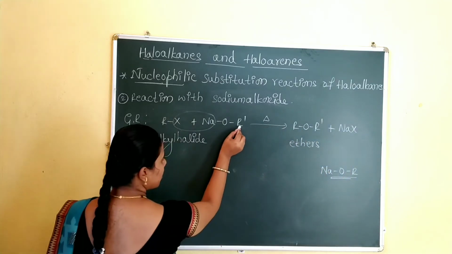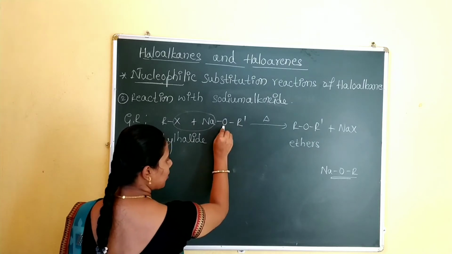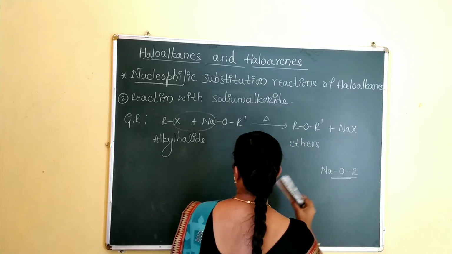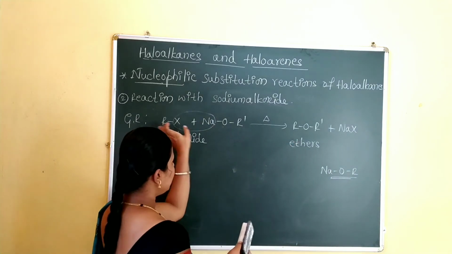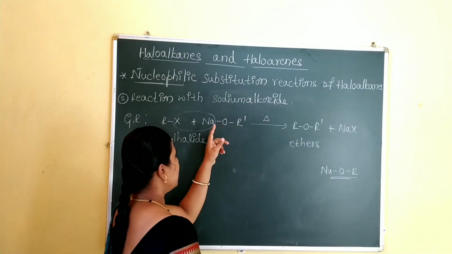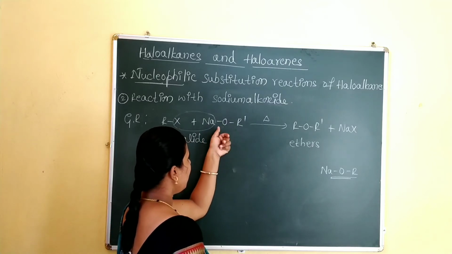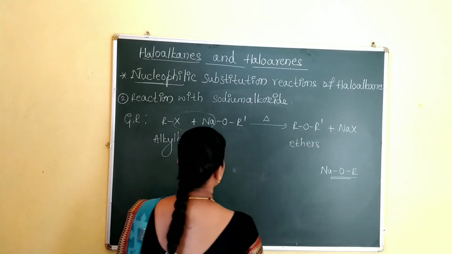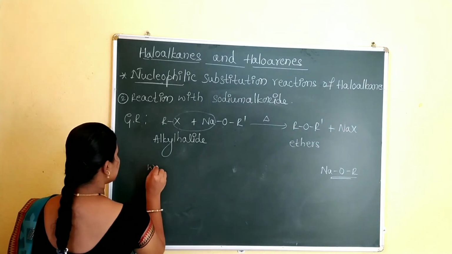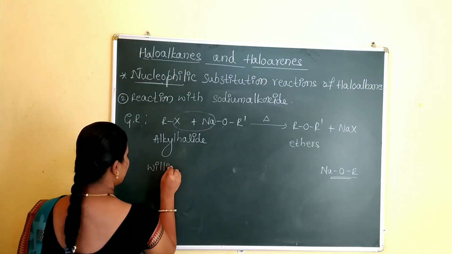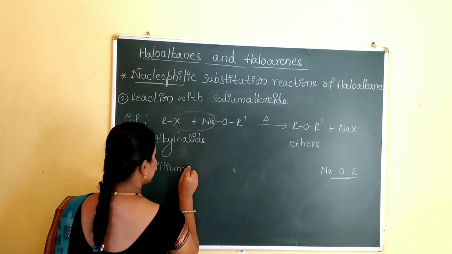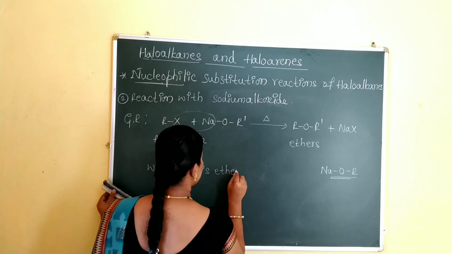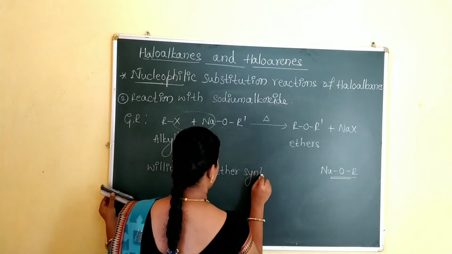This is sodium alkyl oxide. We have to write it like this, sodium alkyl oxide. When an alkyl halide is heated with sodium alkyl oxide, then ethers are formed. This reaction is known as Williamson's ether synthesis. It is a very, very important reaction. Williamson's ether synthesis reaction.